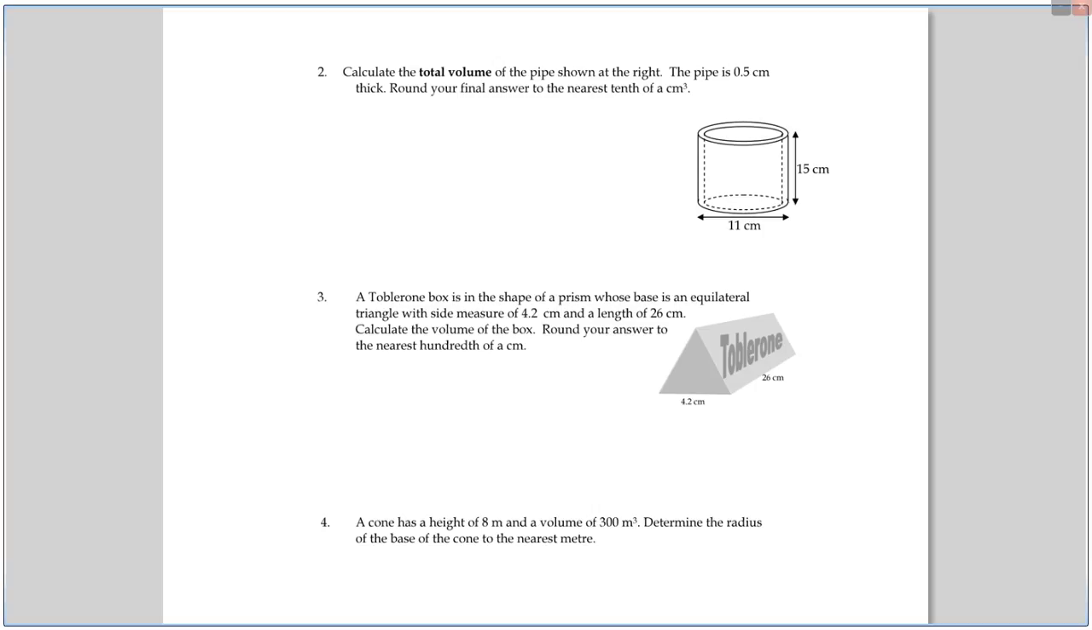Calculate the total volume of the pipe shown at the right. The pipe is 0.5 centimeters thick. Round your answer to the nearest tenth of a centimeter. Okay, so this is like, imagine a toilet paper roll. You know how the toilet paper roll has like a hole in the middle? Okay, if the toilet paper didn't have a hole in the middle, it would just be a thick cylinder that you could find the space inside.